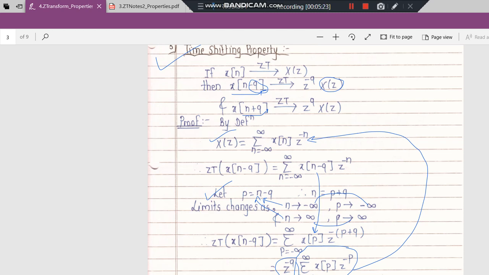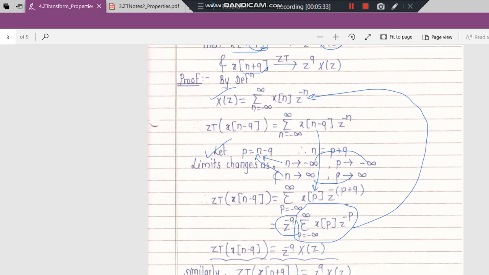So n is tending from minus infinity to infinity, and here p is tending from minus infinity to infinity. This is x of n, this is x of p. This is z raised to minus n, this is z raised to minus p. So this is nothing but the Z transform. I can simply write this as an equation of the Z transform.